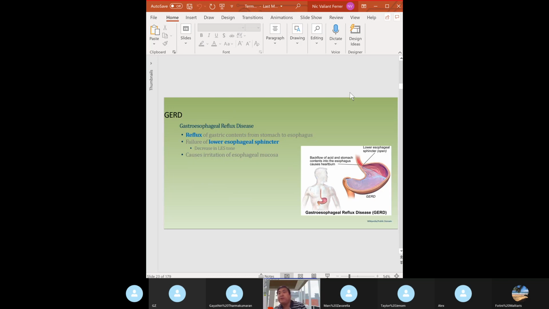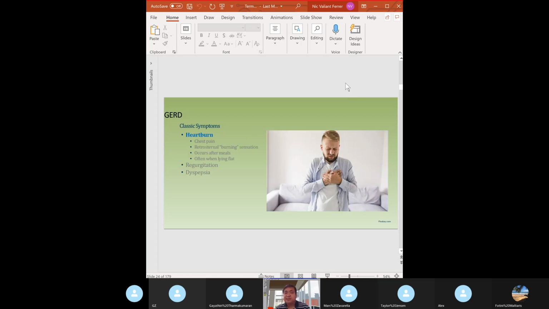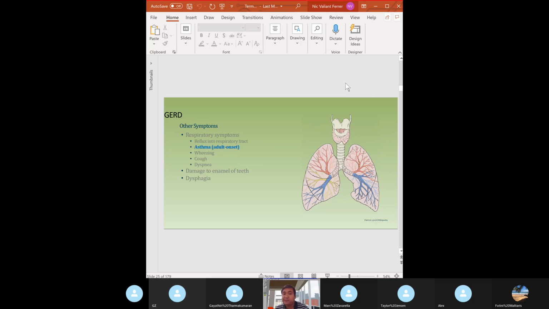Next, GERD: reflux of gastric contents from the stomach to the esophagus due to what? Failure of your LES. You have a decrease in LES tone. It then causes irritation of your esophageal mucosa. Classic symptoms: chest pain, retrosternal burning, occurs after meals, often when lying flat. You can also have regurgitation and dyspepsia. Other symptoms like adult-onset asthma. Don't forget that one. Wheezing, cough, dyspnea.